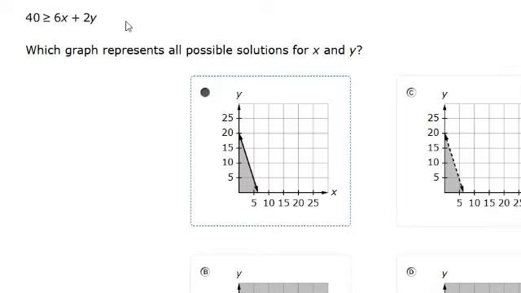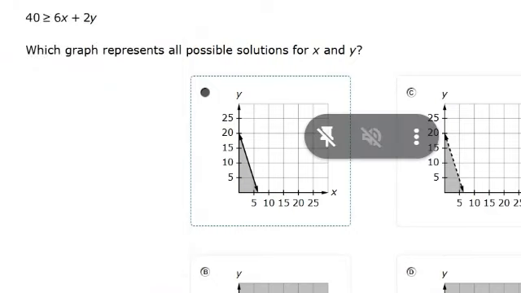So in the above example, 40 greater than or equal to 6x plus 2y, 0, 0 is satisfying the inequality. So the region should include 0, 0 also. Simple. If you get any confusion about which one to consider, A or B, you can just check 0, 0. Do you understand the essence, the shortcut? Yes. Okay, next.